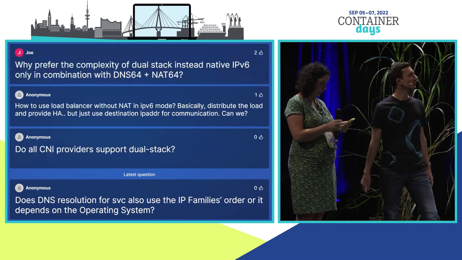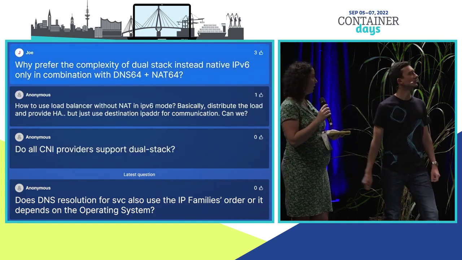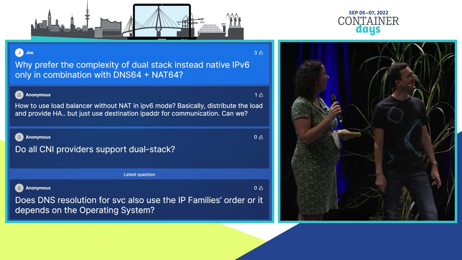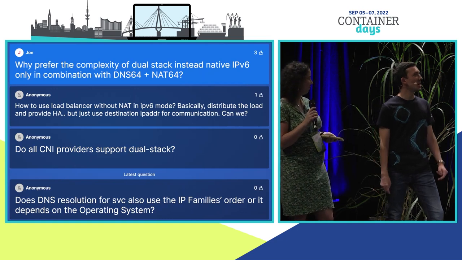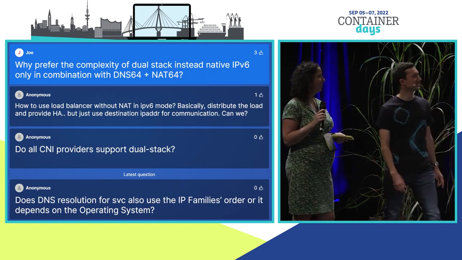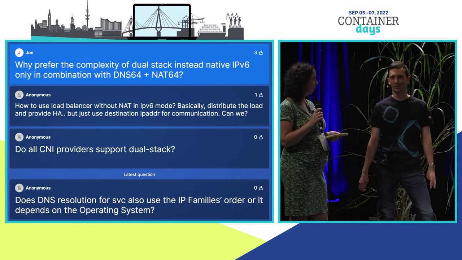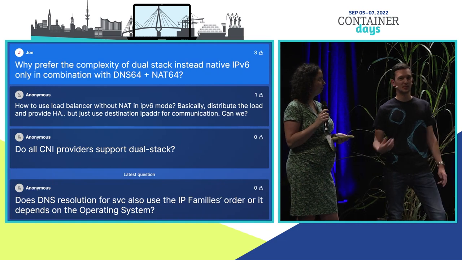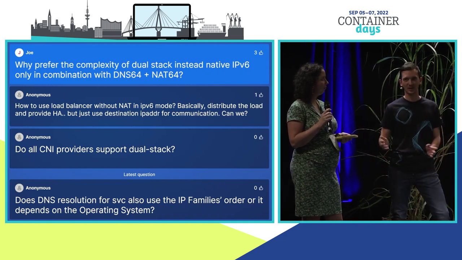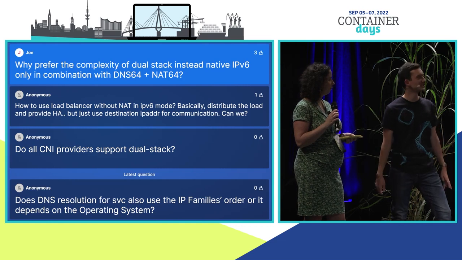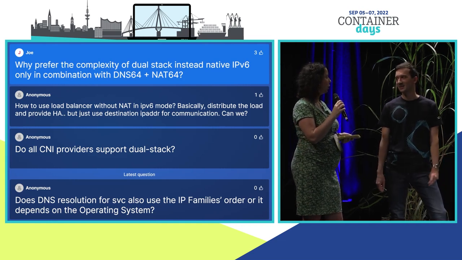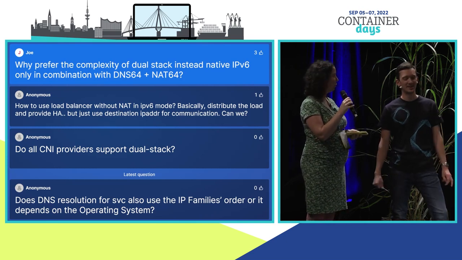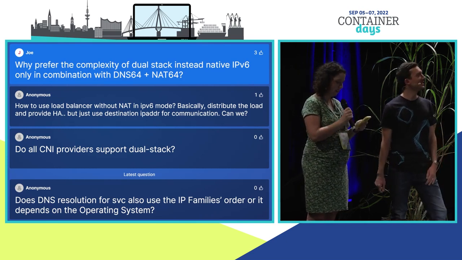Okay. Then we've got why prefer the complexity of dual stack instead of native IPv6? Only in combination with DNS64 and NAT64. I would say the DNS64 and NAT64 is more complex than enabling dual stack in Kubernetes cluster, because if you enable it, you can have end-to-end IPv6 connectivity without network address translation. So basically, you're saying the question has got it the wrong way around. There's actually more complexity the other way, in your opinion. Yeah, in my opinion, it's the other way. Okay.